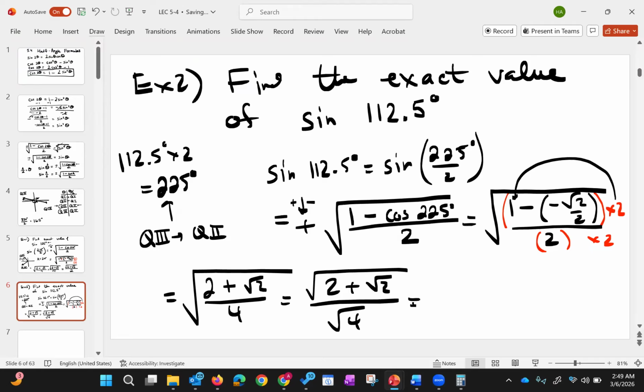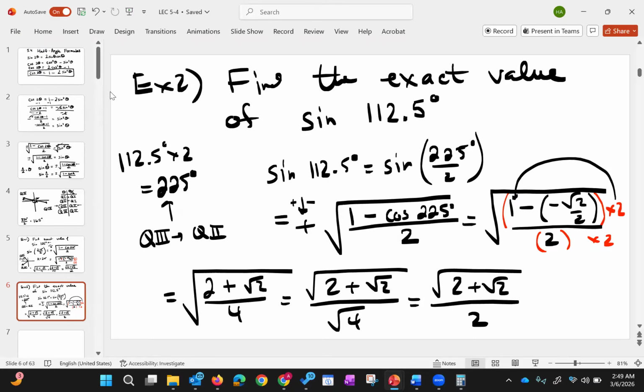Split it off into 2 different radical forms, and then one of them is going to simplify. Okay, and that becomes 2. A lot of 2's here. But again, this is the exact answer for sine of 112.5 degrees. That is awesome, right there. So that's the sine formula.